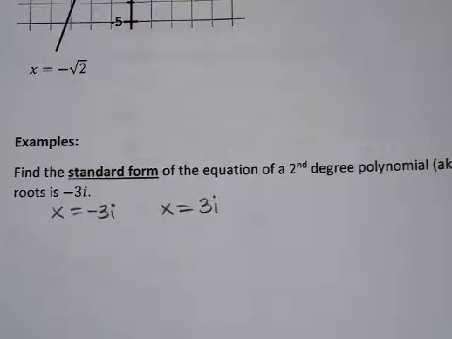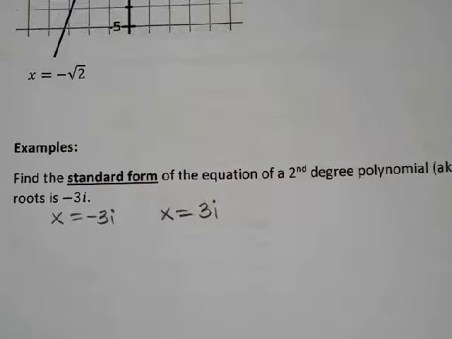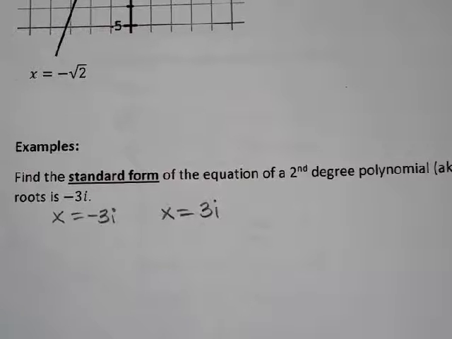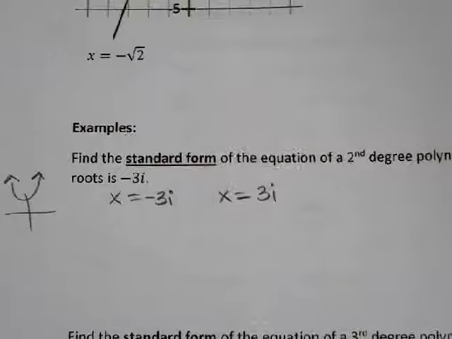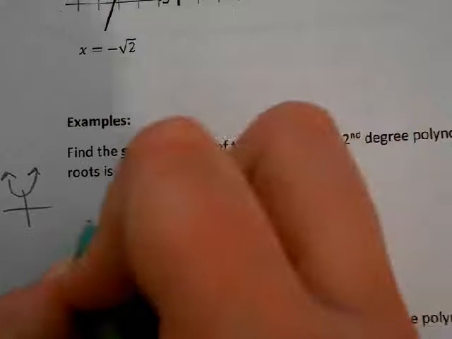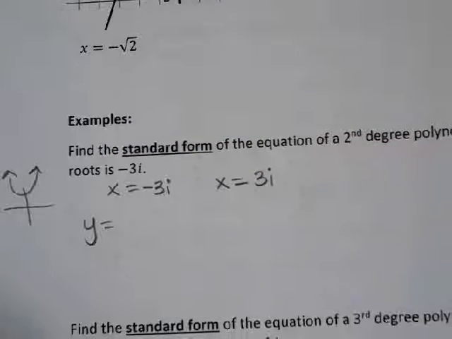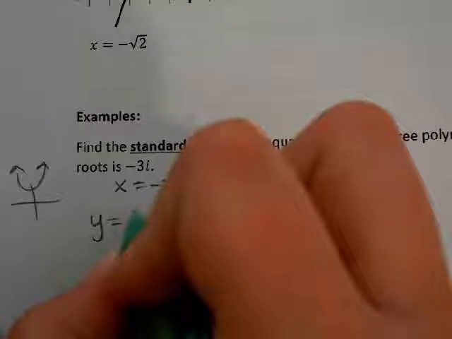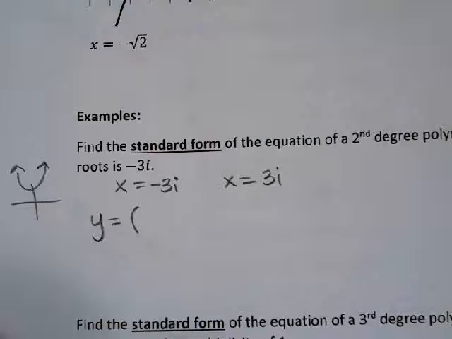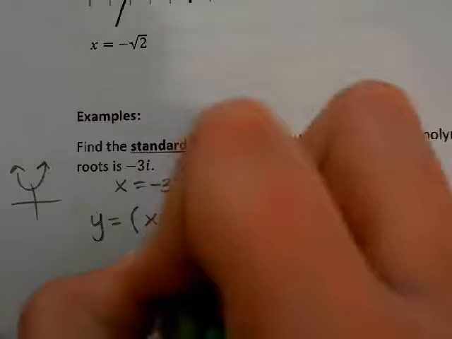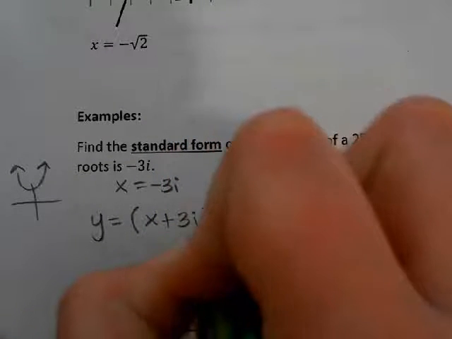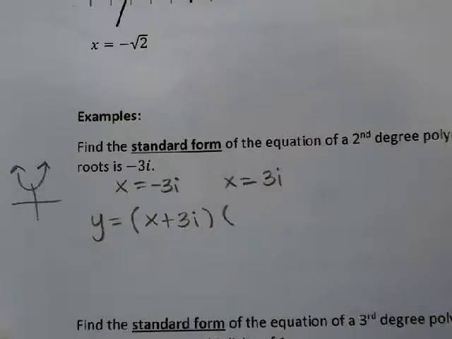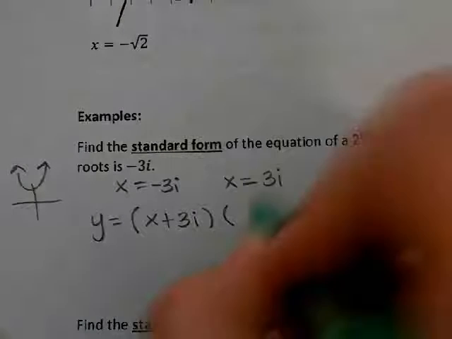Okay, so now what I'm going to do, I'm tired of writing f of x, I'm going to do y equals. Are you guys okay with that? You can write f of x if you want. Okay, so my first parenthesis is going to be what? x plus 3i. Okay, and my next parenthesis is going to be x minus 3i. Perfect. Okay, let's go ahead and FOIL it.